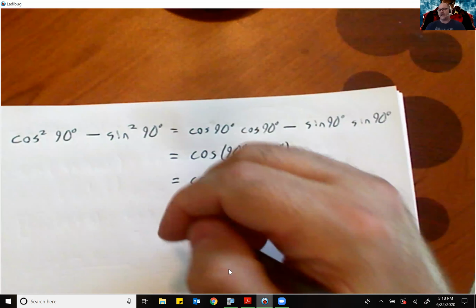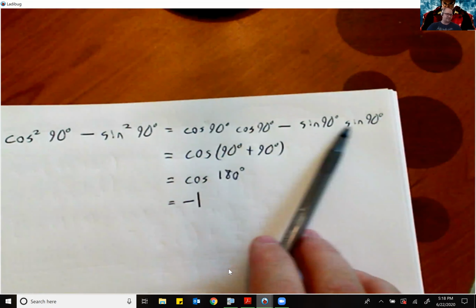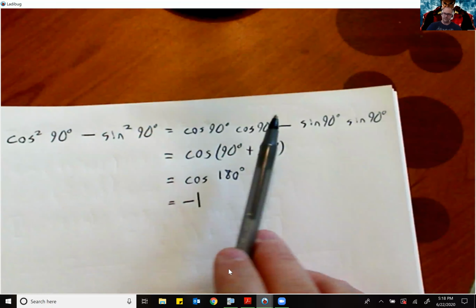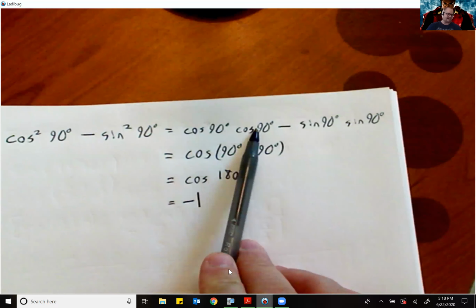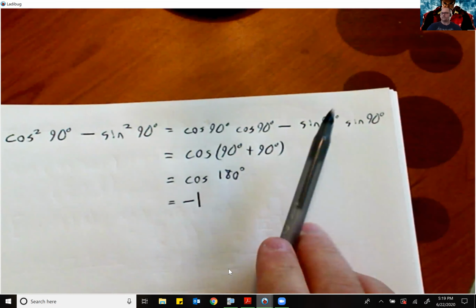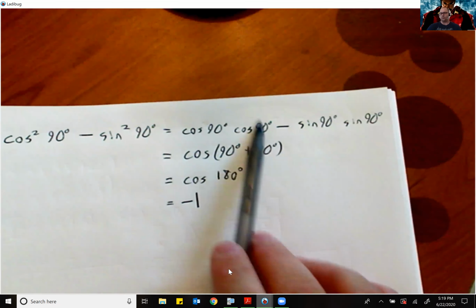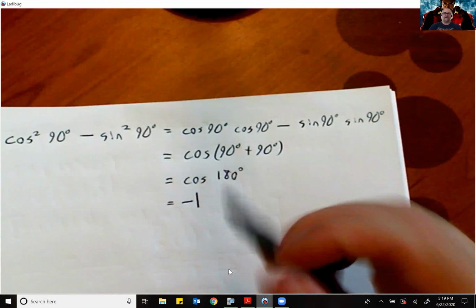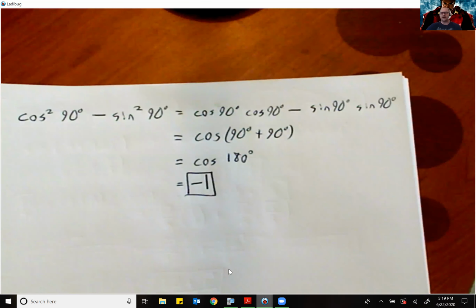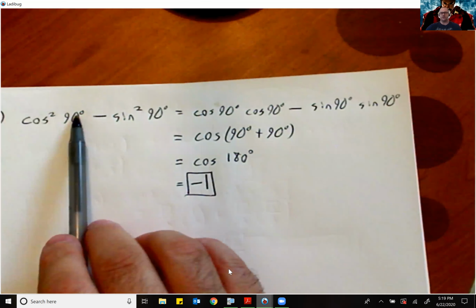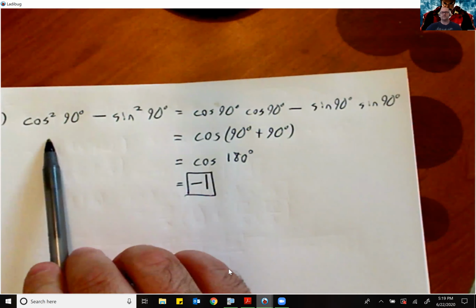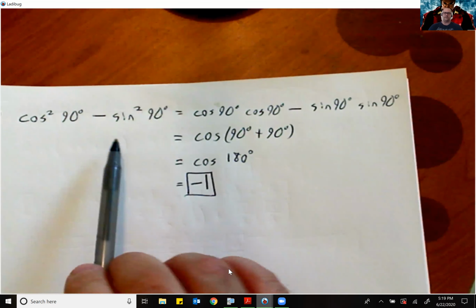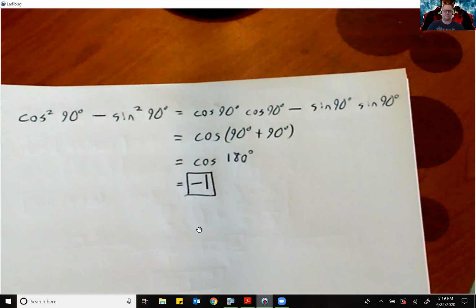You could have also worked this out up here with this information because cosine 90 is 0, 0, minus sine 90 is 1, 1. So this all cancels out, leaving you with 1 times 1, which is 1, so -1. Lots of ways to deal with that. It's your call. You could have also worked it out here. Cosine of 90 is 0, 0 squared is 0, minus sine squared of 90 is 1, 1 squared is 1. So 0 minus 1 is -1. Lots of ways around that.